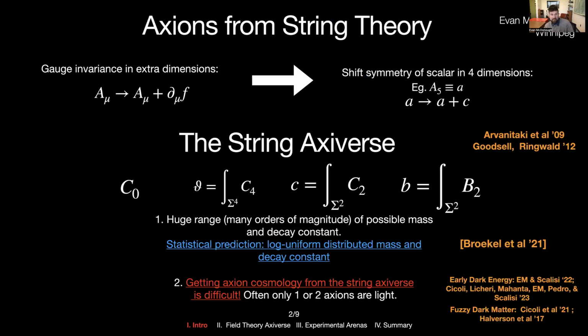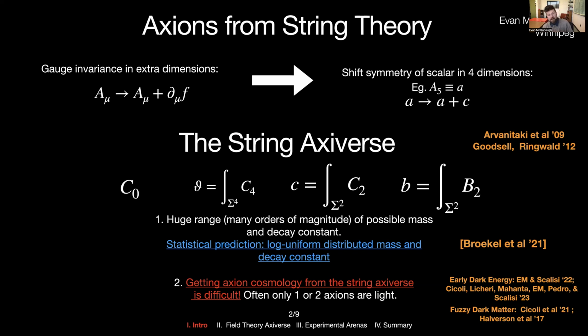String theory gives us a ton of axions. The simple story here is that gauge invariance in extra dimensions, which forbids an explicit mass term appearing for these gauge fields, under dimensional reduction leads to scalar fields with a shift symmetry. The simplest example is to think of 5 dimensions where the 5th dimension is a circle. I do dimensional reduction of simple electromagnetism on a circle, and I end up with a scalar field that has an exact shift symmetry.